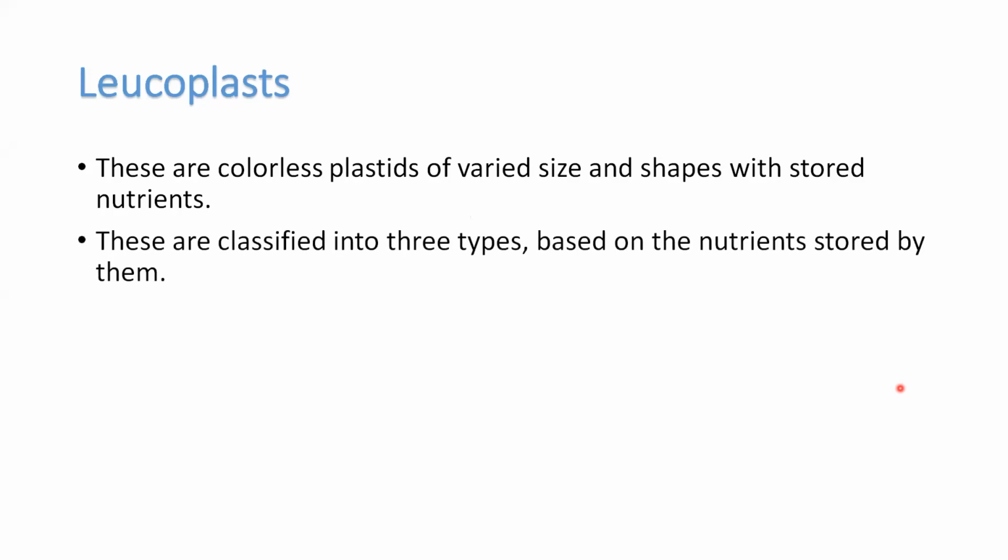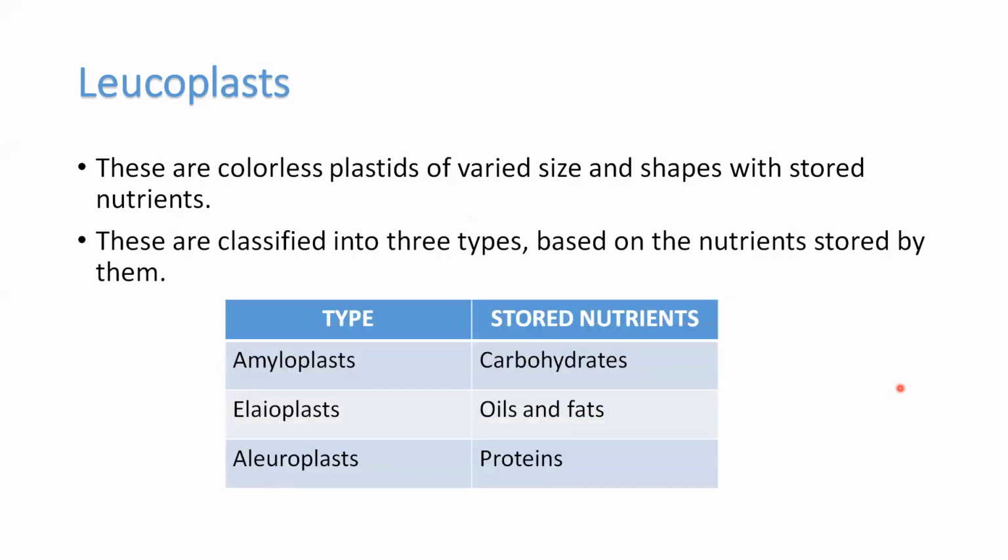These leucoplasts are again classified into 3 types based on the nutrients stored by them. If a leucoplast stores carbohydrates, it is called amyloplast. If it stores oils and fats, that is called elaioplast. If it stores proteins, that is called aleuroplast. So based on the type of nutrient or food stored in them, they are classified into 3 types: amyloplast, elaioplast and aleuroplast. Make a note of this table also. There is a higher chance of questions coming from the table in the previous slide and this table.